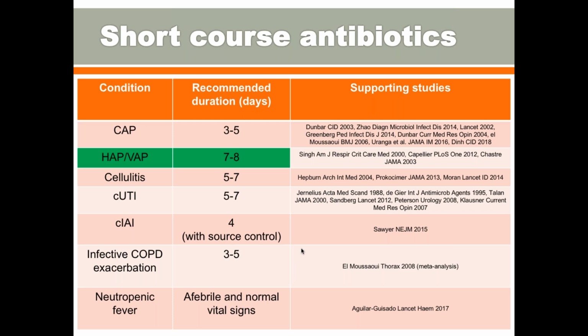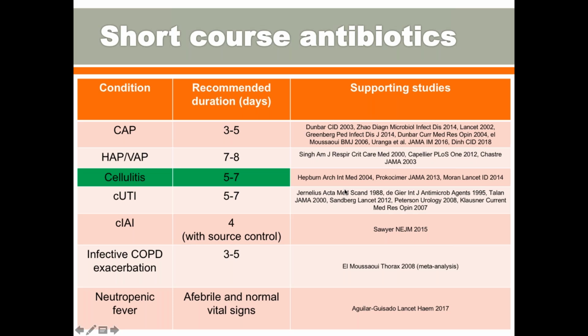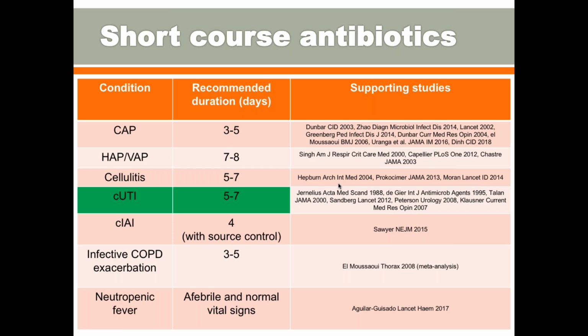Hospital-acquired pneumonia, ventilator-associated pneumonia, 7 to 8 days has been shown multiple times to be as long as you need to go. For skin and soft tissue infection, cellulitis, 5 to 7 days has been shown to be sufficient. For complicated UTIs, even 5 to 7 days, and this is including males as well. So something that people often think need a little bit longer treatment course.